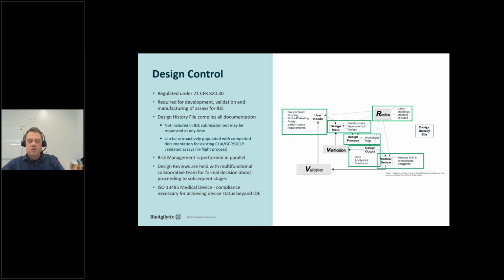Another key requirement is that formal risk assessment is performed and that risks are reduced to be as low as possible. And all of this documentation is compiled into a design history file, and we've found that an IDE application does not necessarily include the DHF, but it may be requested at any time.